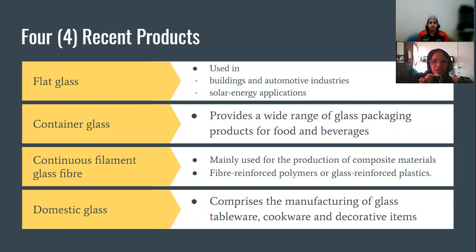The first one, flat glass, is used in buildings, windows, and facades and in automotive industries, such as windscreens, side and rear side glazing, backlights, and sunroofs. Flat glass is also used in solar energy applications, such as photovoltaic and solar thermal panels, as well as in urban and domestic furniture, appliances, mirrors, and greenhouses. Almost all flat glass is made by means of the float process.